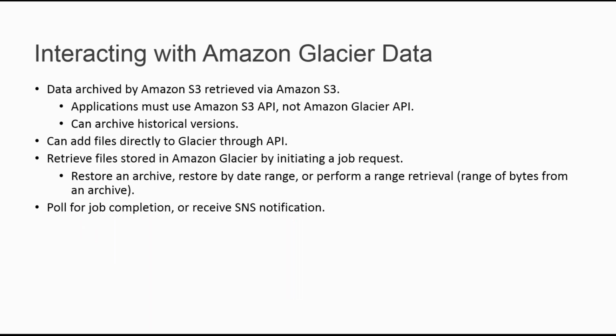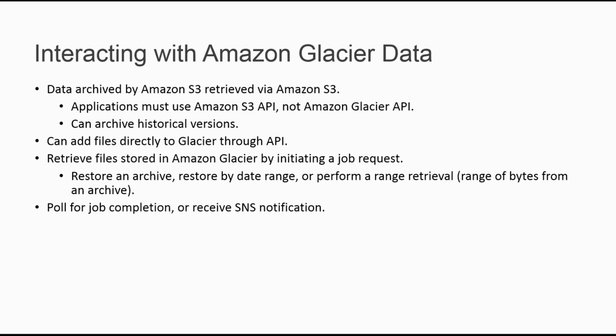Now, how do you interact with Glacier data? There are two ways. Data can be archived by Amazon S3 to Glacier, and for that purpose, you should use Amazon S3 APIs to retrieve that as well. You can also directly use Glacier APIs, and you can put the data to Glacier and then retrieve it.